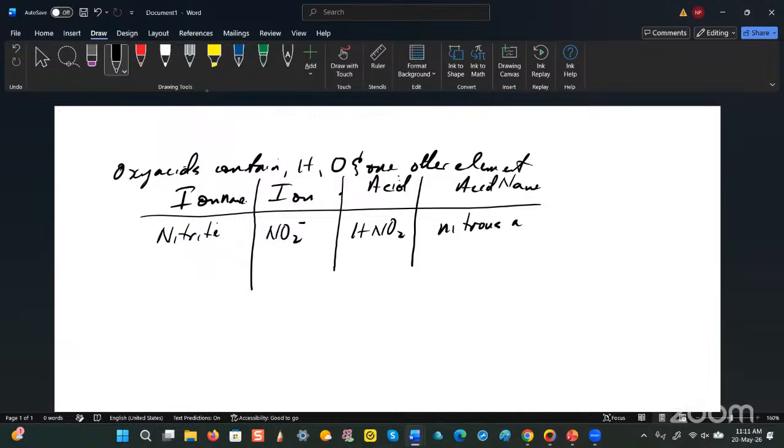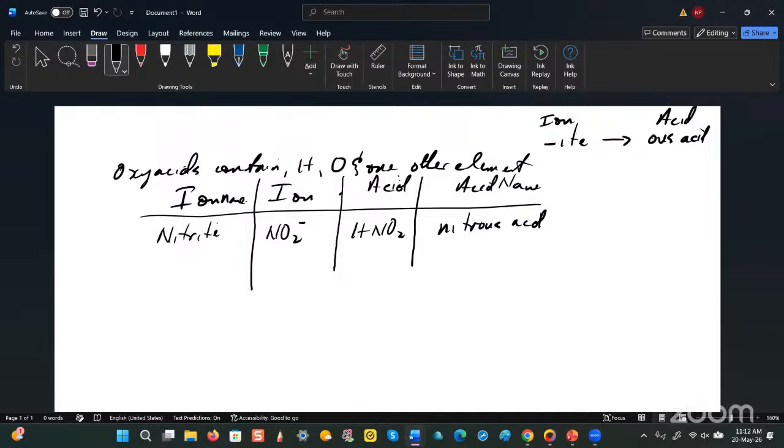So basically what this rule says is that if the ion names end with ITE, then the corresponding acid name ends with OUS acid. All right? So this is the ion name, and this would be the corresponding acid name. All right? If the ion names end with ITE, then the corresponding acid name ends with OUS acid. All right? So nitrite becomes nitrous acid.